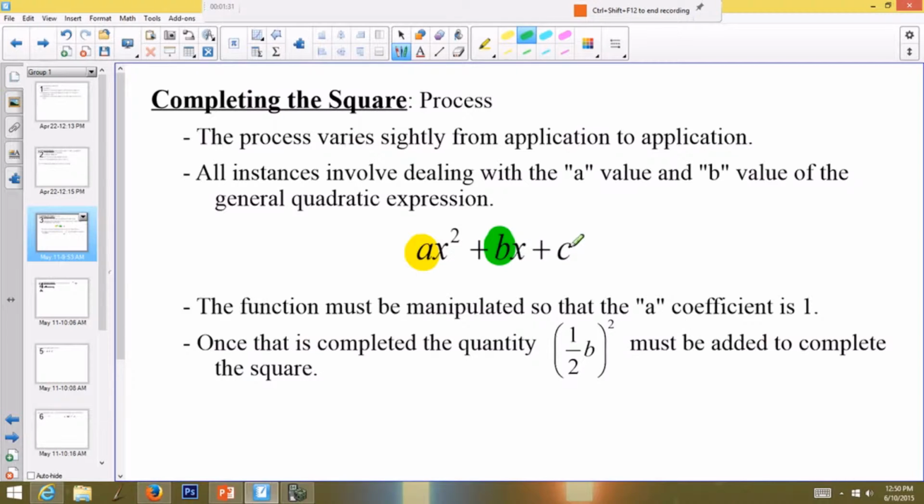This constant isn't going to be that big of a deal. In every instance that I know of, the first thing that we're going to do is manipulate the function so that the a coefficient is always 1. And once that has been completed, we are going to add in some way half of b squared so that we can have now a perfect square binomial. Now this constant, this c, doesn't go away, but we're going to move it out of the way so that we can use this as a new constant of some sort.